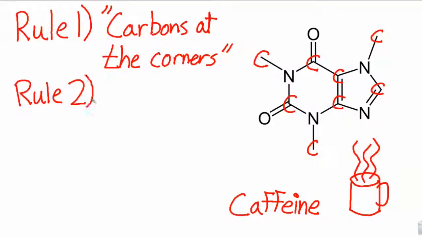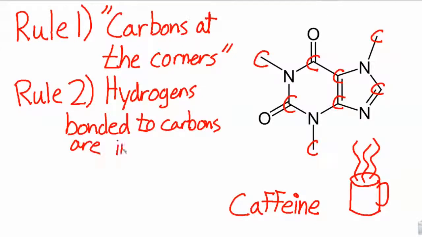Rule number 2, hydrogens bonded to carbons are implied. What do I mean by that? I mean that these carbons are supposed to be bonded to 4 different things, if you remember our bonding rules. And some of these don't have 4 bonds yet. So this one, we can count 1, 2, 3, 4. It already has all 4 of its bonds. It's following the bonding rules, so it's happy as is. Whereas this carbon, not so much. We need to add 3 bonds to give it its full complement of bonds. And each of these bonds will be to a hydrogen atom.